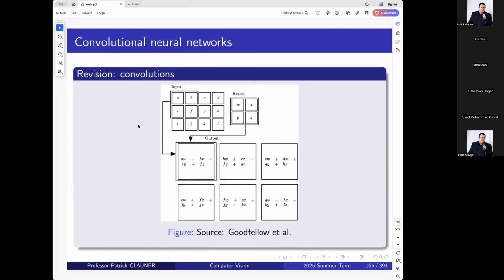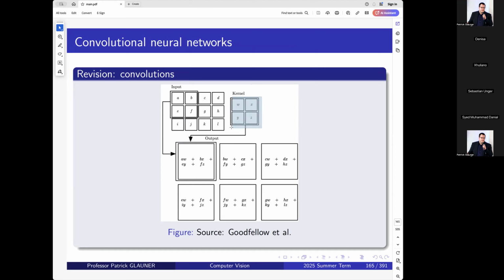What we actually compute with this kernel is we multiply element-wise. So A times W, B times X, and so forth. We have these 4 products, and we sum them together. And then we have a new output, which is just one element, the sum of these products.